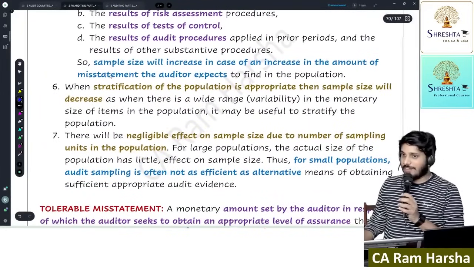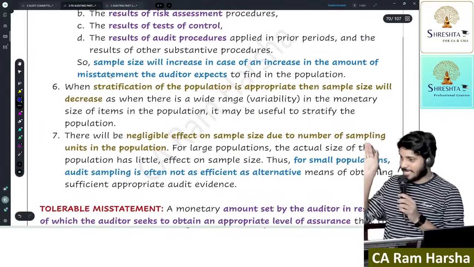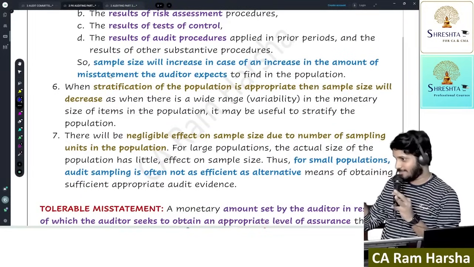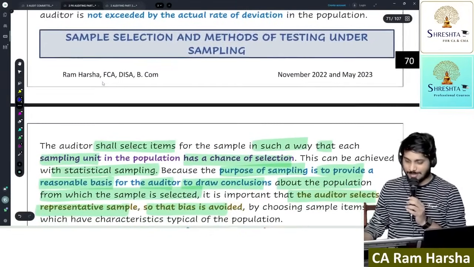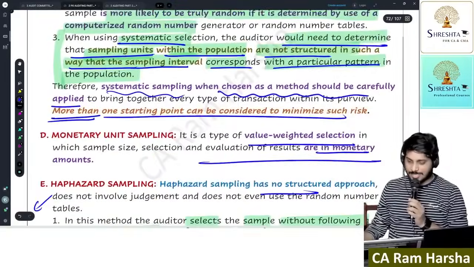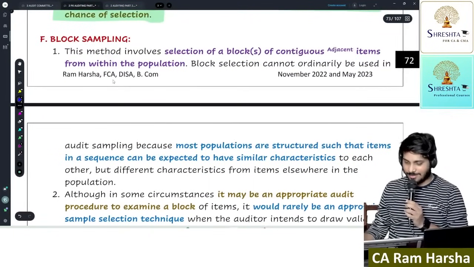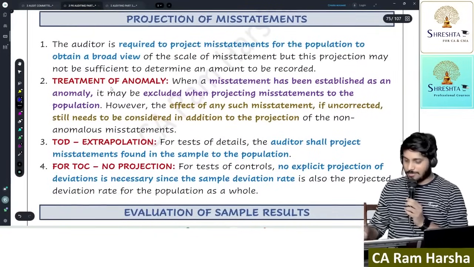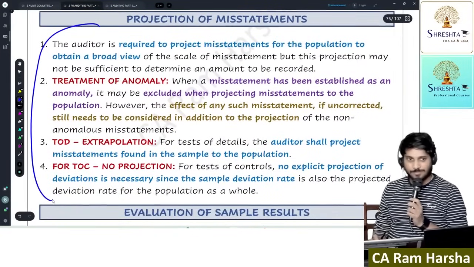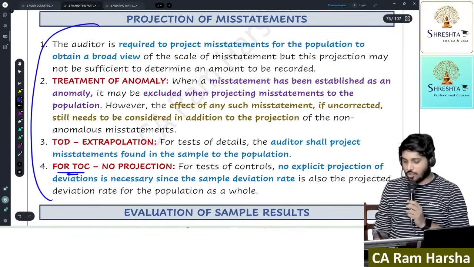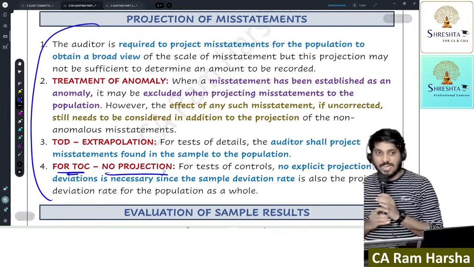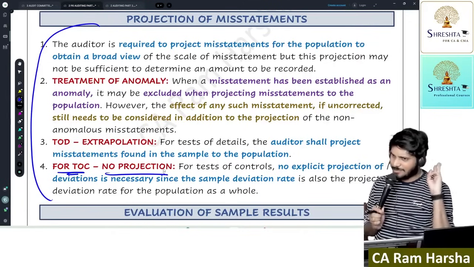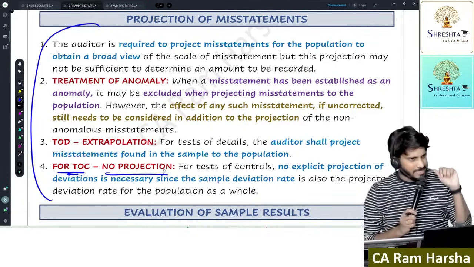Next. What are the factors that influence sample size in case of controls and in case of details? I clearly explained a few points. You read them later. If I have to discuss that, it will take hours. So projection treatment also I just explain. In controls, projection is not required. If control is deviated 30%, the population deviation for controls is how much? 30% only, because it is expressed as a percentage.